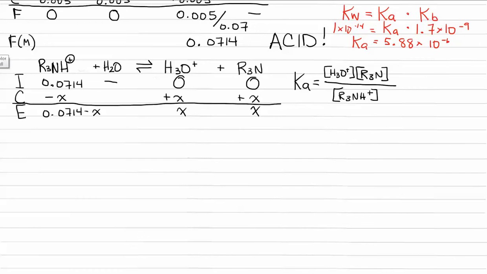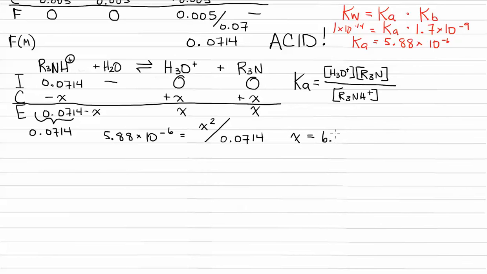So 5.88 times 10 to the minus 6th is equal to x squared, x times x, divided by 0.0714. Remember, we're making an assumption here. We're assuming that the equilibrium is not going to go very far to the right. So at equilibrium, we can say that this is going to be roughly the same. We're neglecting the change in x. So then, solving for x, x is equal to 6.48 times 10 to the minus 4th.